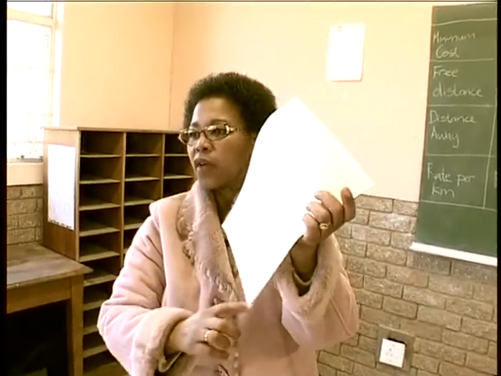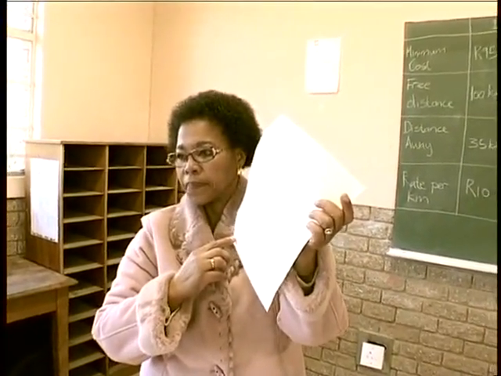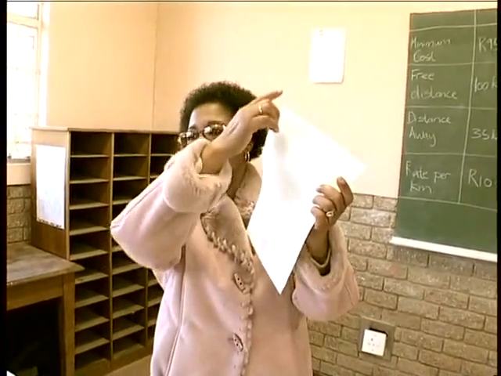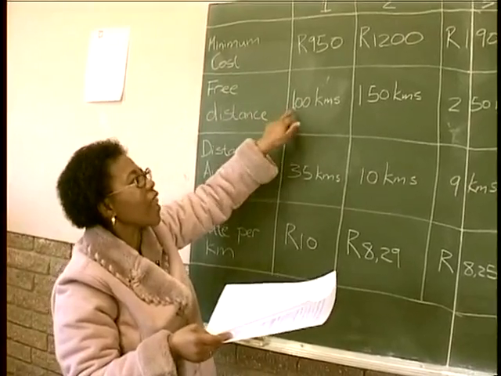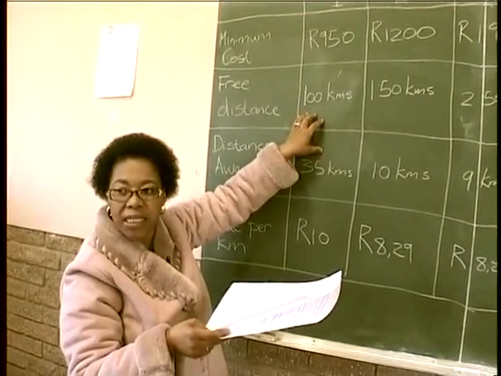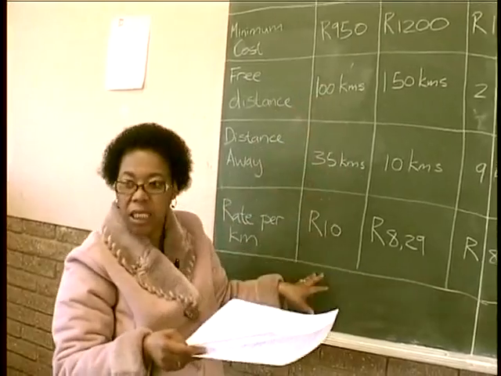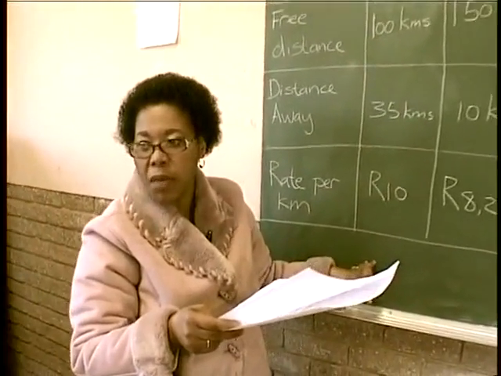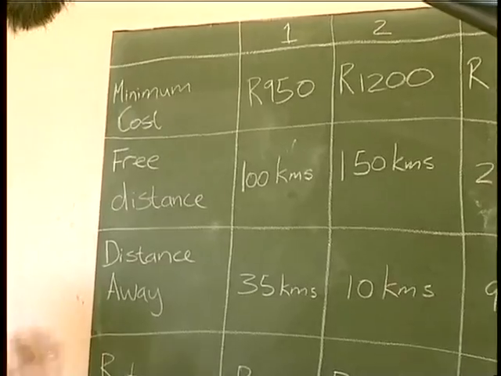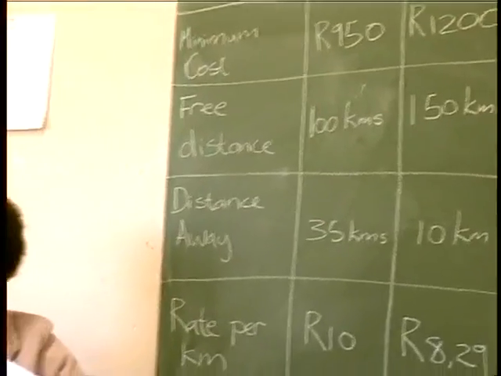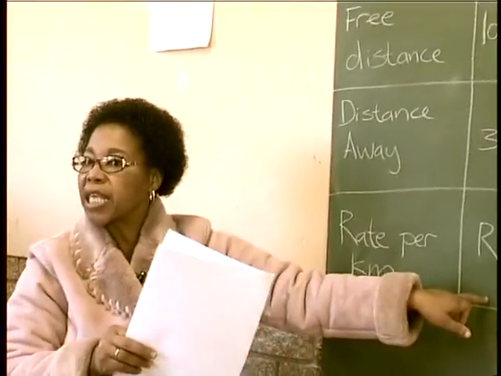Next, Weslina asked the learners to draw some graphs that will help them to instantly compare 4 different bus companies and their rates. First, the learners have to write an equation for the cost of hiring a bus if they travel a distance shorter than the free distance offered. Company 1, the minimum cost is equal to 950 if you have to travel a distance equal to 100 kilometers or less, and 10 rand per kilometer after that.